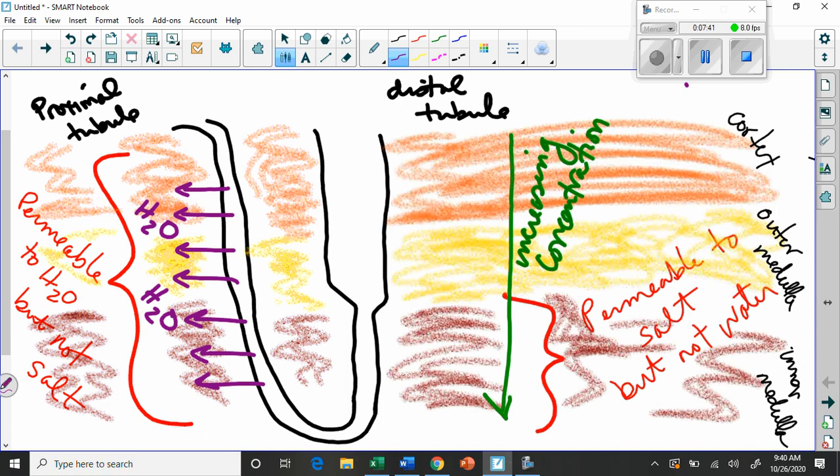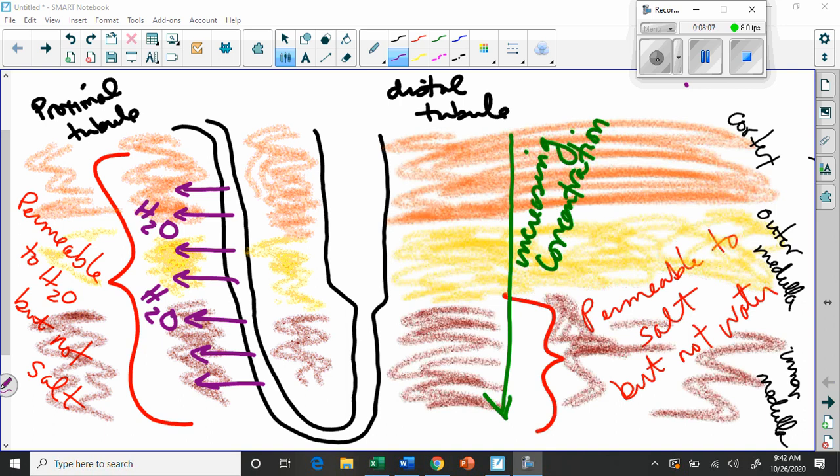This side of the loop is permeable to salt, but not to water. So the cell membranes here are slightly different, right? They have a slightly different structure. As the filtrate comes down the descending loop and this water comes out, what's at the bottom of the loop is a very concentrated filtrate, right? Very dense and lots of salts.